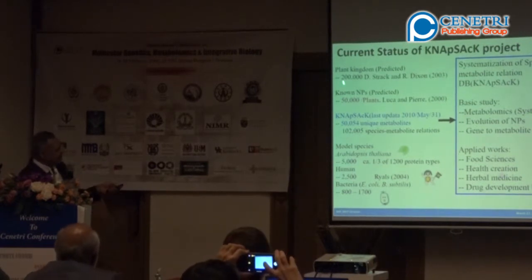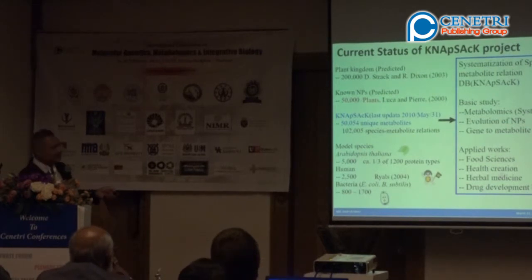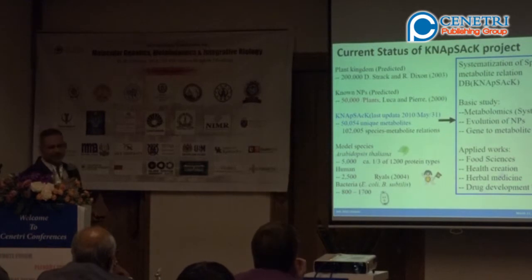It is estimated that there are around 200,000 natural products or metabolites in plants, and out of them, around 50,000 are known. Almost all known metabolites we have accumulated in our database. For example, Arabidopsis needs around 5,000 metabolites, and humans can survive with around 2,500 metabolites. This data is freely available. You can use this for basic study in metabolomics or evolution of natural products or gene to metabolite relations, and also for food science, health creation, herbal medicine, and drug development by herbs.